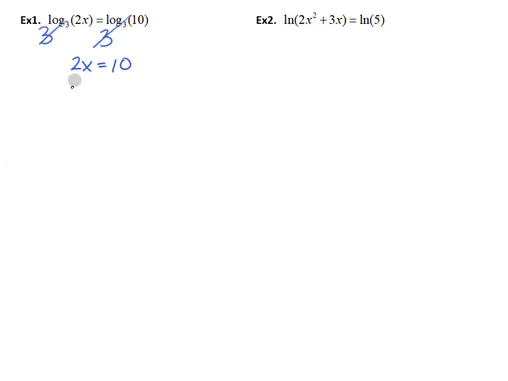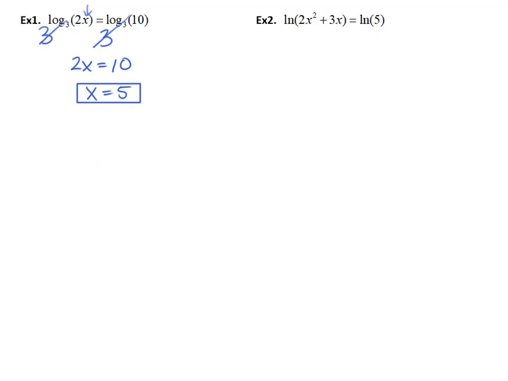Okay. Now all we need to do is finish solving for x, and dividing by 2, we get 5. But remember that we need to check that anywhere I plug in this value of x, the insides of my logarithms remain positive. So if I substitute back in here, 2 times 5 is 10. That is a positive value, and of course it does make them equal. So yes, there's my only solution for that problem.